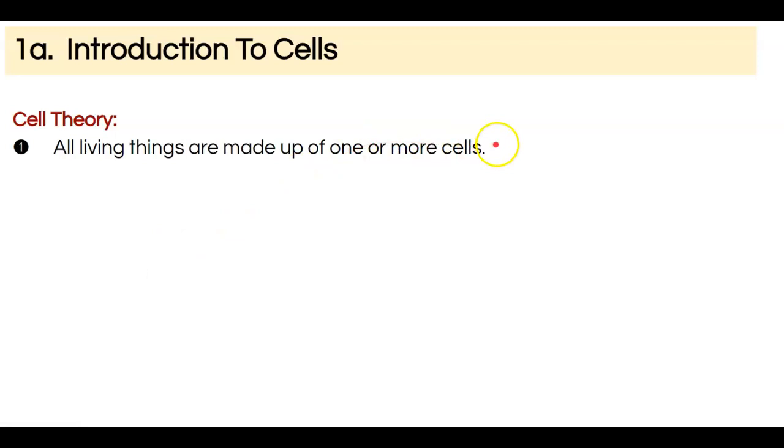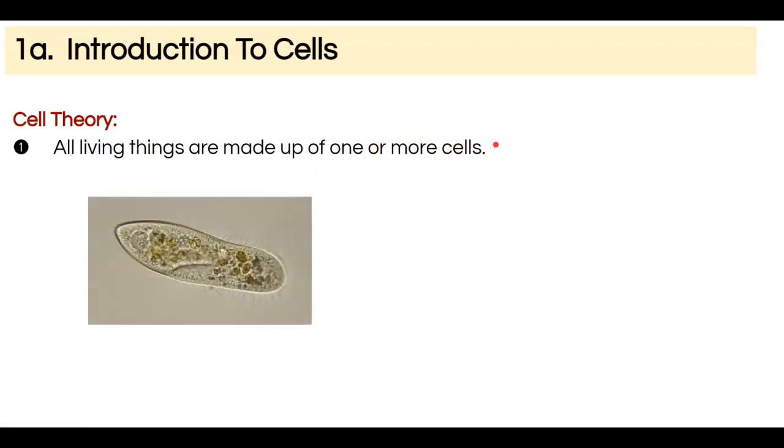But what you may not know is that some living organisms are only comprised of a single cell, right? So this right here, for example, is what we call a paramecium. And if you're signed up for grade 11 biology, you will be learning a lot more about the paramecium. But it is a single-celled organism. Single-celled organisms have a name. We call them unicellular organisms, uni meaning one. So it follows that it's made up of one cell.